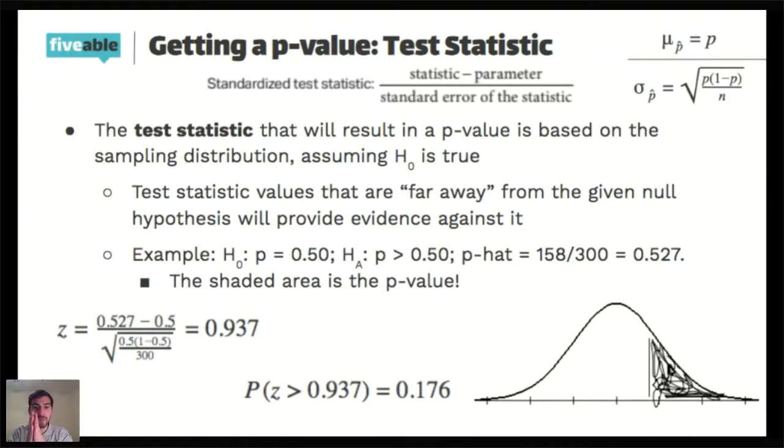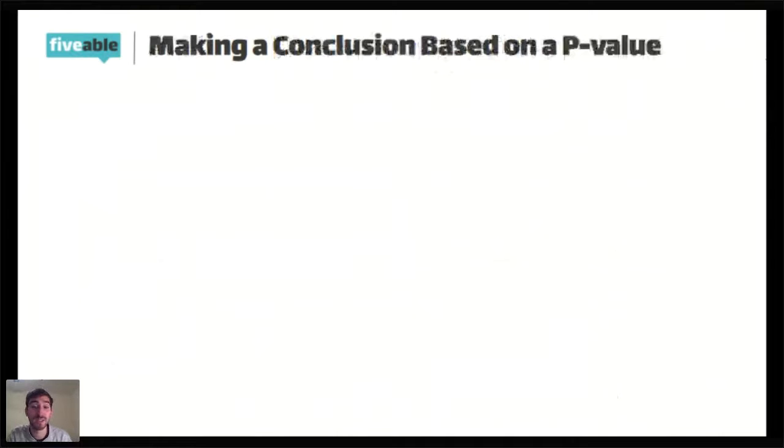So you can picture if the z goes up, that's going to push the shaded region further to the right, lower that probability. And if we have a really low probability there, that's when I can start making conclusions based on this p-value.